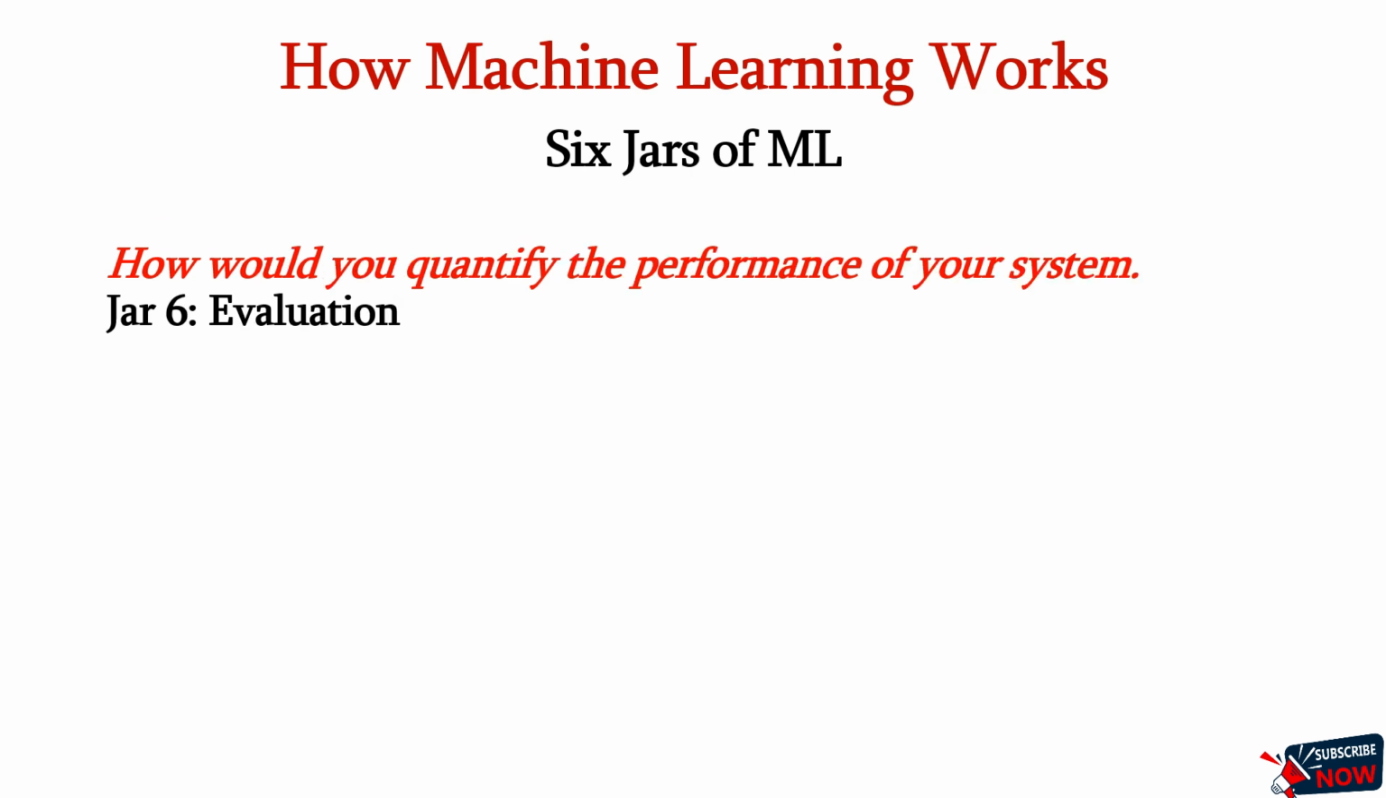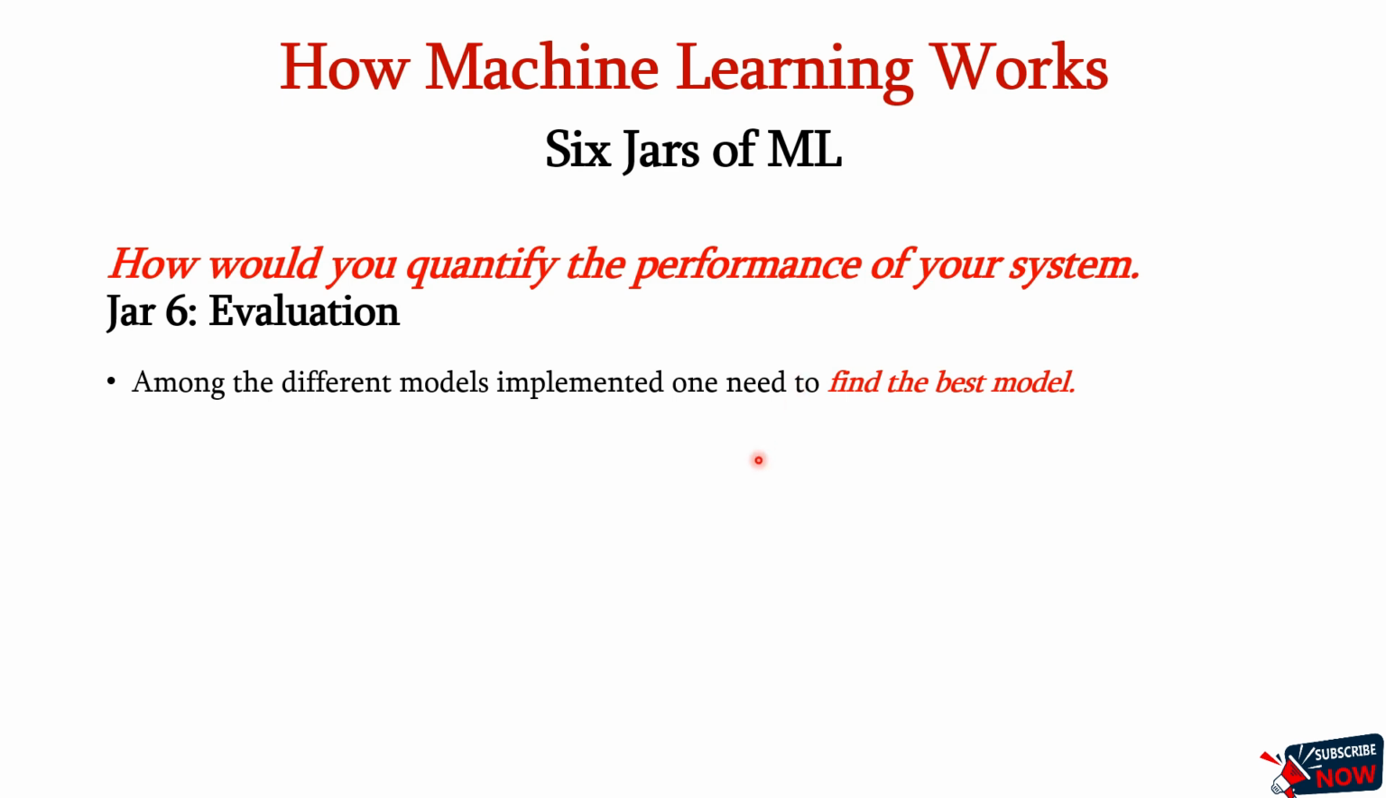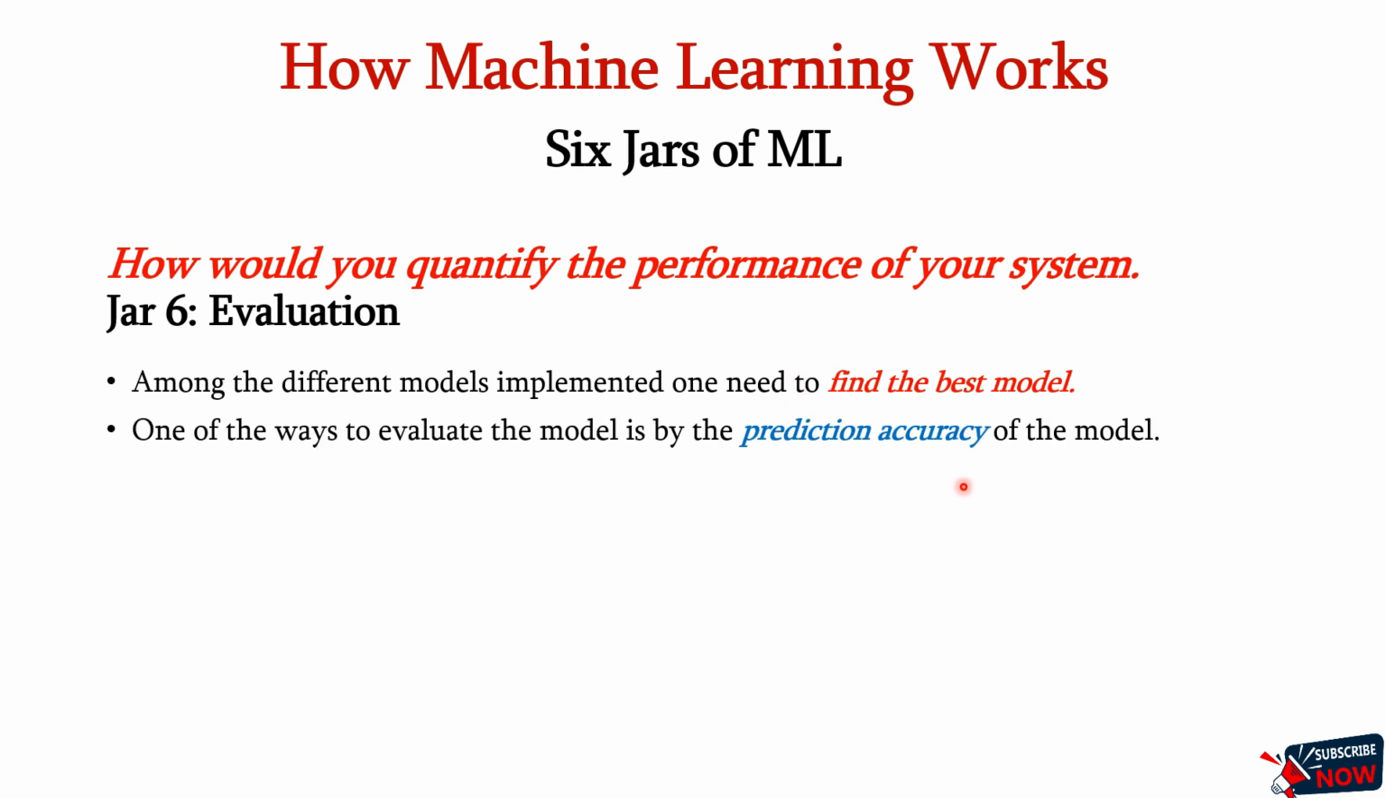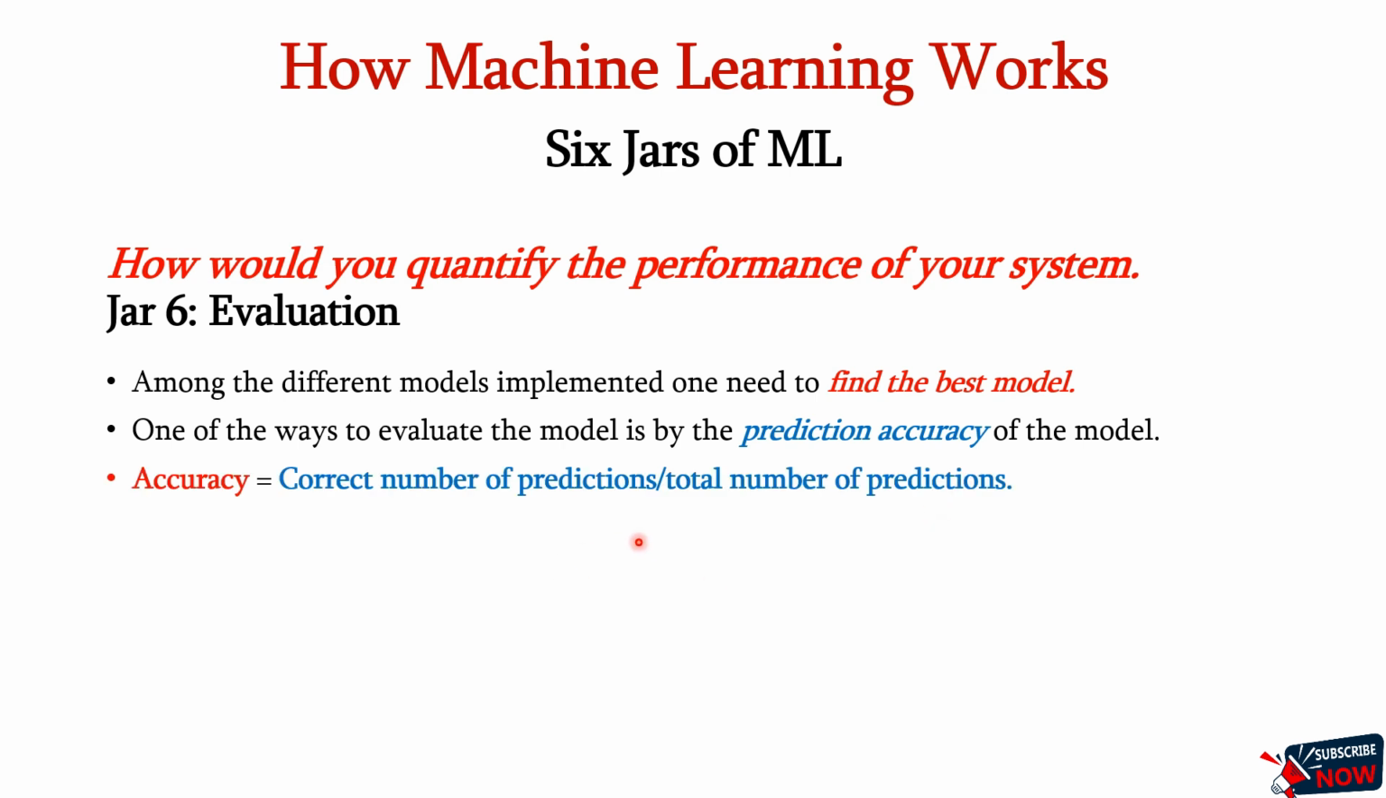So finally, we have to evaluate the system. That is, we have to quantify the performance of our system. So here comes the role of jar 6. Among the different models implemented, we have to find the best model. One of the ways to evaluate the model is by prediction accuracy. Accuracy is equal to correct number of predictions divided by total number of predictions.